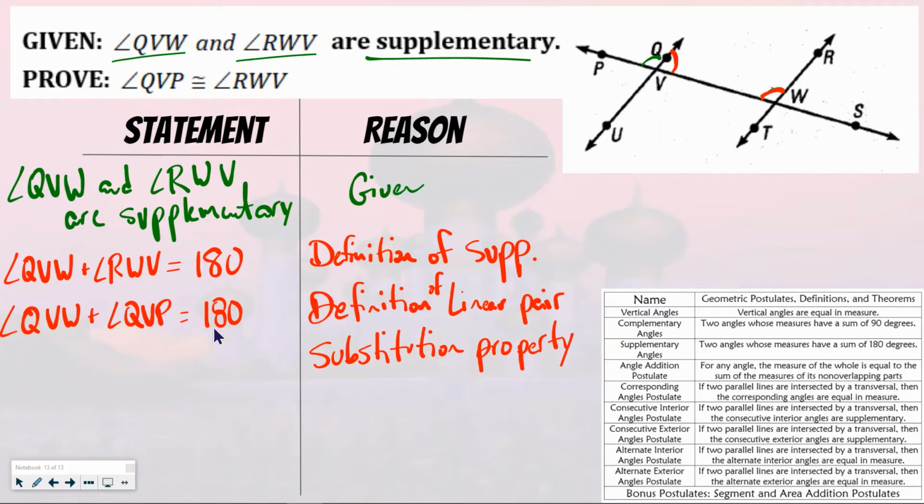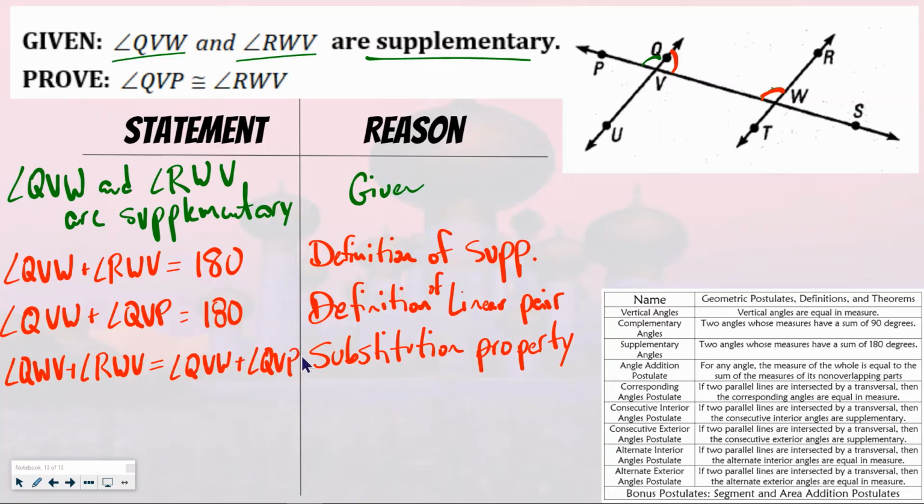So I say that this equals 180 and this equals 180. So actually, I'm going to think about taking this whole thing and putting it in place of that 180. So I'm going to write this real small. QVW plus RWV equals that. QVW plus QVP.